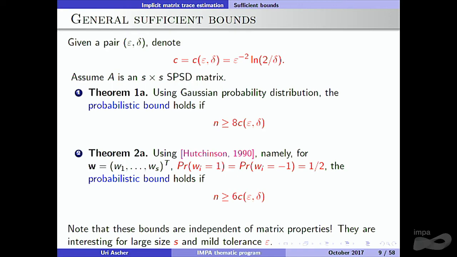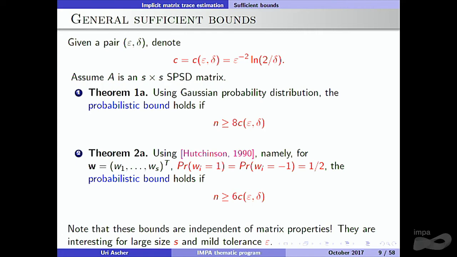And then you get results of this sort: using the Gaussian probability distribution, the probabilistic bound is this, and it will hold if your n is over 8 times C. And if you're using Hutchinson, then that 8 reduces to 6. Again, these are cleanups of results of other people, but there are better results obtained actually very neatly, if I may say so.